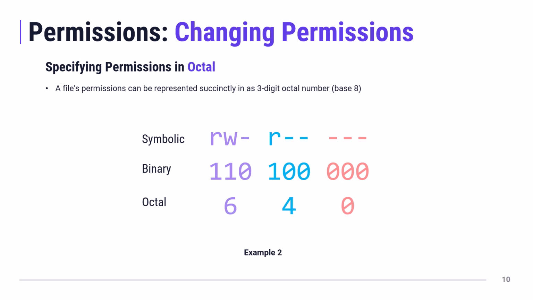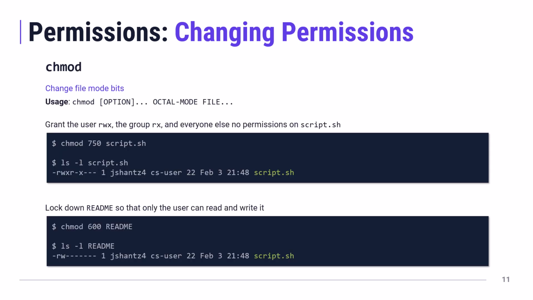Another example, we want to give read and write to the user. So that is going to be 110. Converting that to octal, that's 4 plus 2 is 6. We want to give read to the group. So that's 100, which is 4. And then we want to give no permissions to other. So that's just 000, which is octal 0. So that becomes 640. Now, to actually change permissions, you use the chmod command.